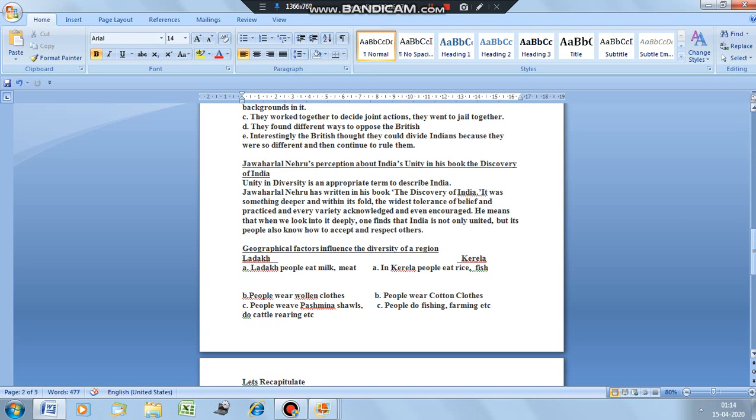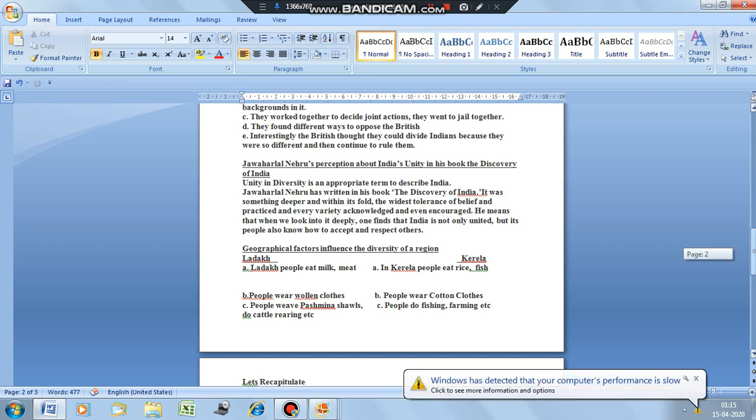Now, in our last class, when I had conducted the activity, I had already told you how geographical factors influence the diversity of a region. So, if we try to recapitulate what we did, in Ladakh, people eat milk and meat. On the contrary, in Kerala, people eat rice, fish, coconut, spices, etc. In Ladakh, people wear woolen clothes, but in Kerala, people wear cotton clothes. In Ladakh, people weave pashmina shawls, they do cattle rearing, etc. But in Kerala, people do fishing, farming, etc.